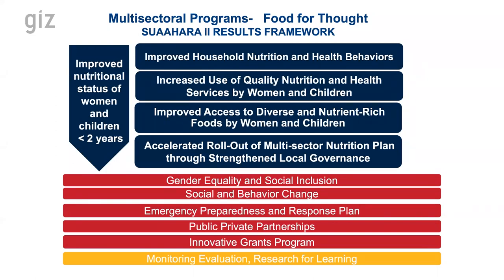As you can see, this is the results framework in a very simplified way. The goal is improved nutrition status of women and children under two. Then look at all of the different things going on in that project: improved household nutrition, increased use of quality nutrition and health services, improved access to diverse and nutrient-rich foods, accelerated rollout of the government's multi-sectoral nutrition plan through local governance, gender equality and social inclusion, social behavior change, emergency preparedness, public-private partnerships. There's a lot going on in these projects, so it may be a lot to ask to push multiple messages in all of these realms.